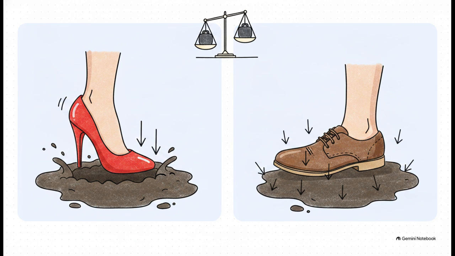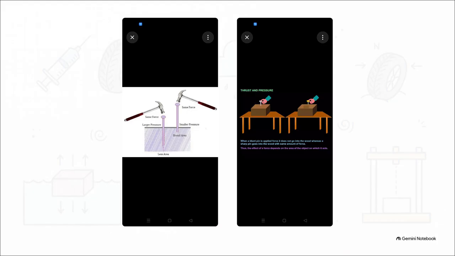That tiny little point generates massively greater pressure, driving the heel right into the soil like a stake. Meanwhile, the flat shoe takes that identical body weight and distributes it over the entire footprint. This drops the pressure so incredibly low that the soft grass can easily support it. We actually weaponize this exact same principle in our tools.